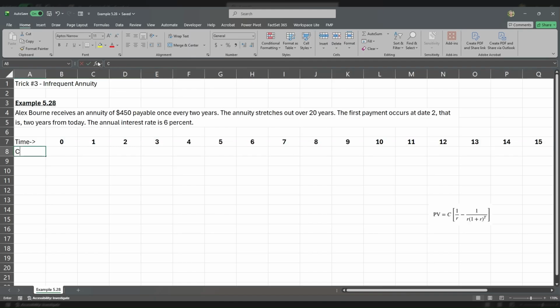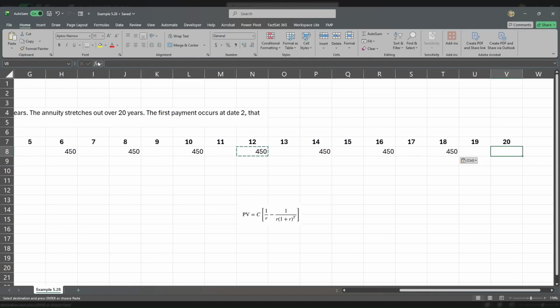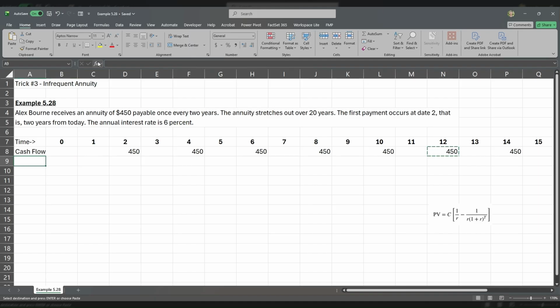So we have it. It's an annuity, which means it's an equal payment. The first payment occurs at time period 2 and every 2 years. So 450. I'll just manually type this all the way along, or maybe I'll copy paste. There we go. We have a discount rate of 6%.